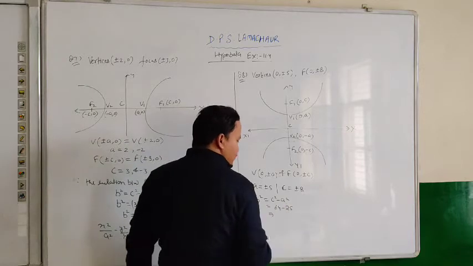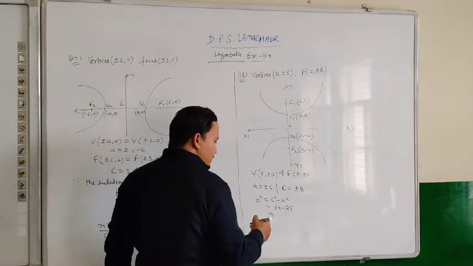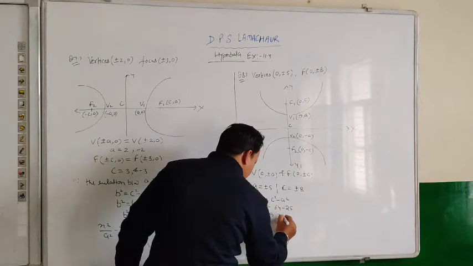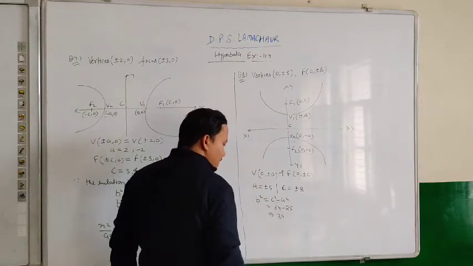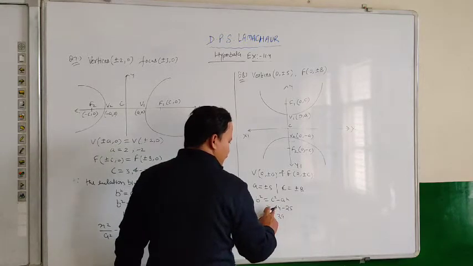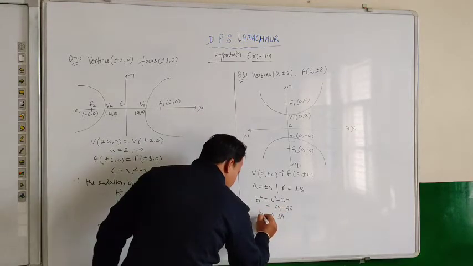So 64 minus 25, what will you get? 39. So this is the value of b square.